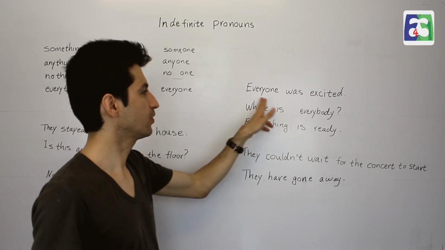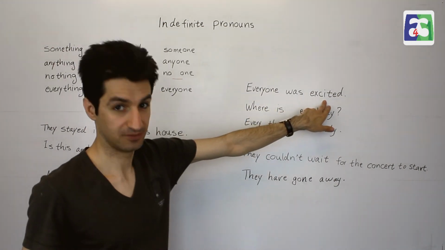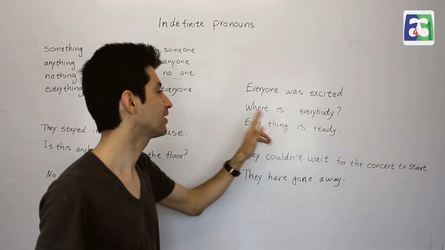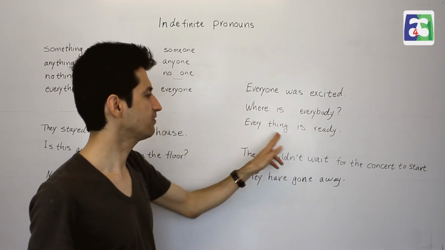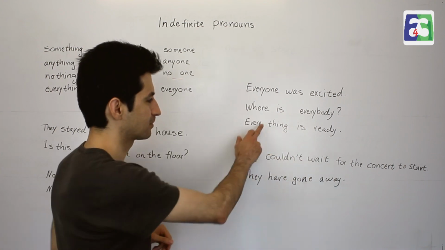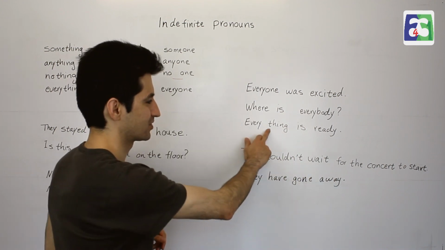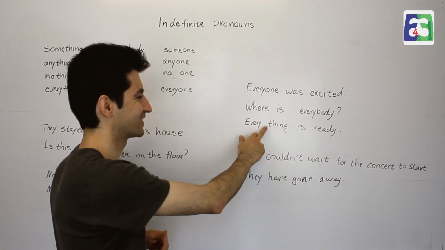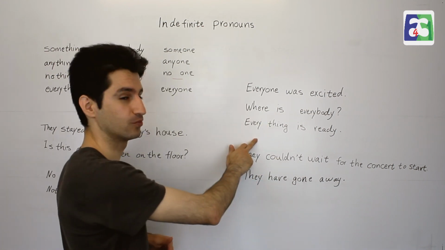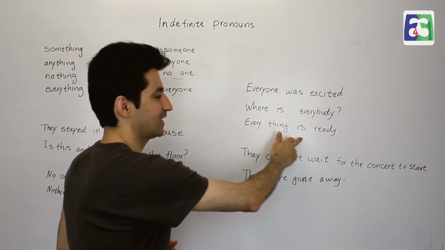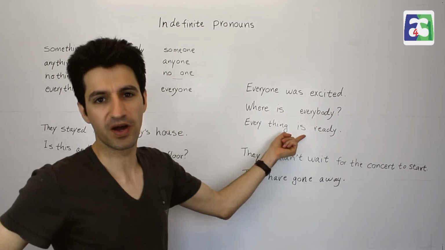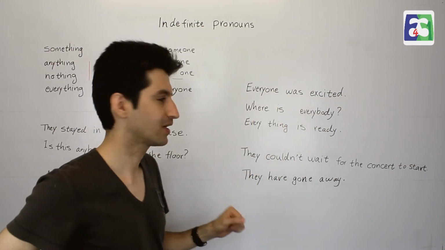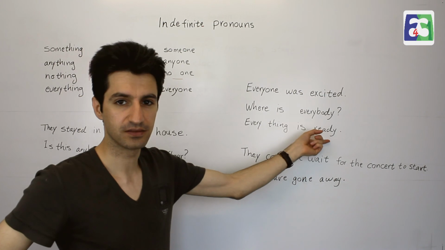So everyone was excited. Where is everybody? Not where are. Where is everybody? Everything is ready. It's a bad spelling. There should not be any space over here; I made a mistake. Everything, which is one word, is ready. Is is my verb, just like the other ones, a singular verb. So everything is ready, not are.